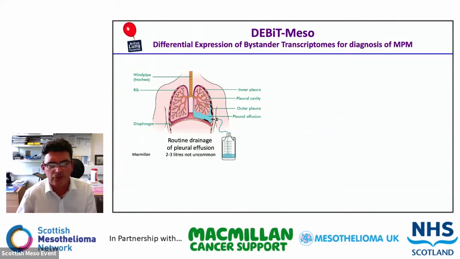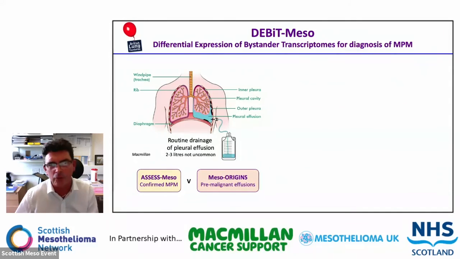And the plan is very simply to make use of this pleural effusion fluid, this fluid that collects in the patient's cavities and currently gets poured down the drain and discarded and isn't used for any biological purpose. And so through two ongoing clinical trials, ASSESS-MESO, which Anna Bibi is going to tell you about as soon as I conclude, and also Meso-Origins. ASSESS-MESO is going to give us pleural effusion samples from patients with confirmed mesothelioma, whereas Meso-Origins is prospectively sampling patients that are at risk of developing mesothelioma but have already presented with benign pleural effusion.